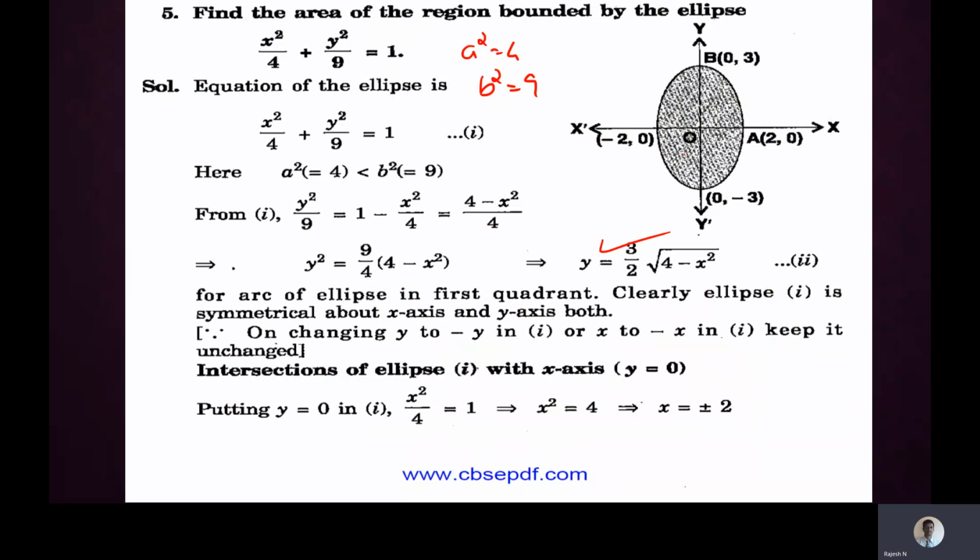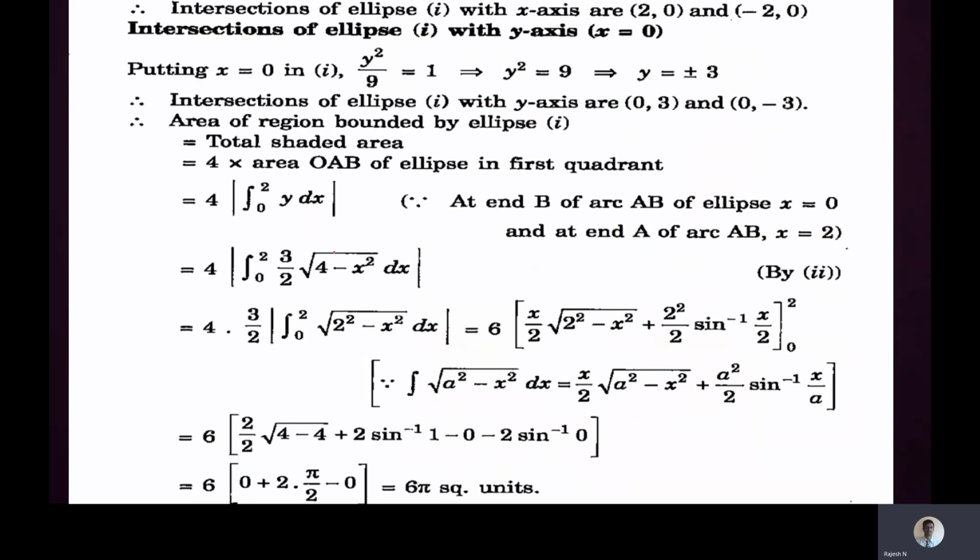So what is the area? You find out the area of this portion OAB, then multiply with the 4. So total area is equal to 4 into integral 0 to 2 y dx. 4 into integral 0 to 2, y is what? 3 by 2 into root of 4 minus x squared. So 4 into 3 by 2 into integral 0 to 2 root of 2 squared minus x squared dx.